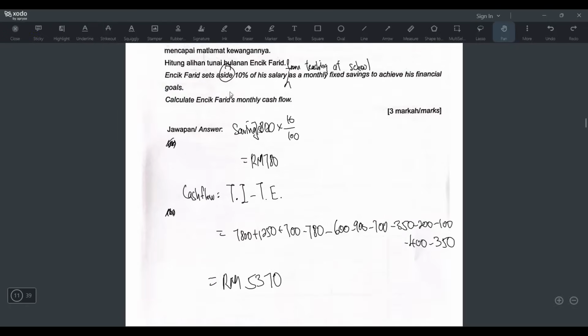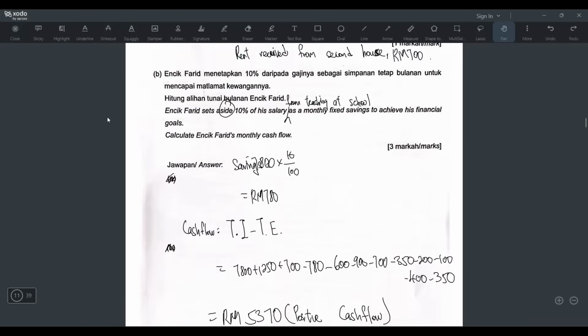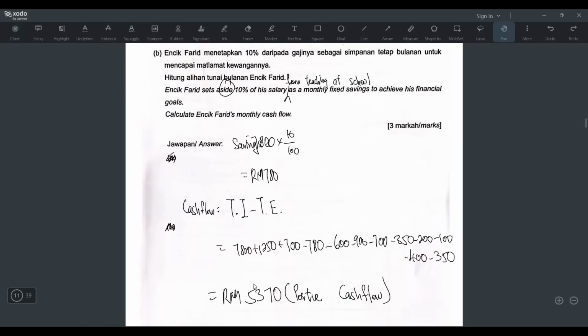Okay, so the soalan says calculate cash flow. Inilah jawapan dia, right? Whenever I teach my students, I always tell them, if the soalan asks for cash flow, after you find out the cash flow, always write down whether it's a positive or negative cash flow. So this one is a positive cash flow, so just write positive cash flow. Yeah, it's recommended. So remember, whenever you find cash flow, after you're done with the calculation, just open a bracket, and if it's positive, write positive cash flow. If it's negative, write negative cash flow.